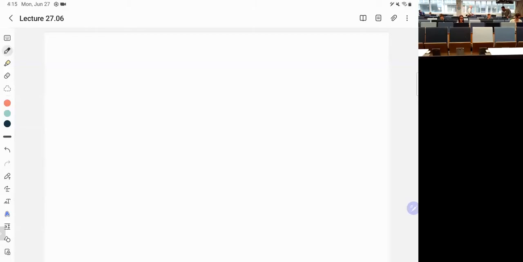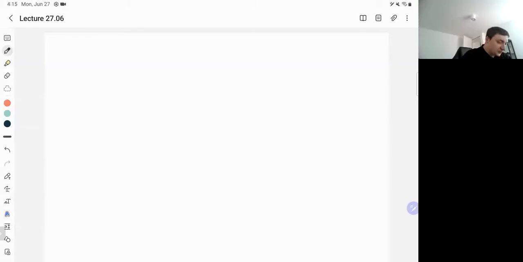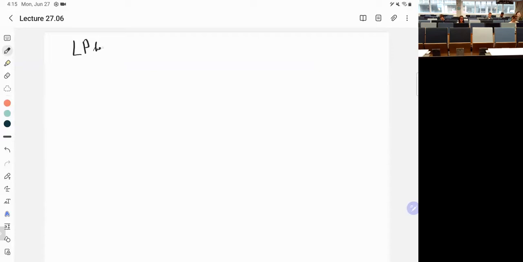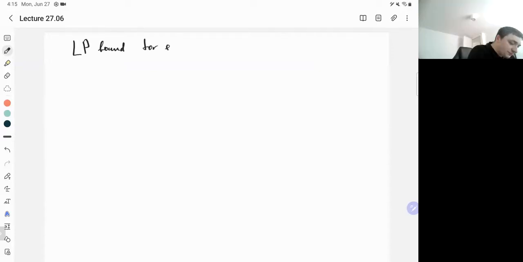Okay, so let's continue. I want to now describe the actual conjecture of Cohn and Kumar, and that is more or less what I was starting with. I was starting to talk about the linear programming bound. So what is the LP bound for energy? I will just formulate their theorem and then I will make some comments about it.